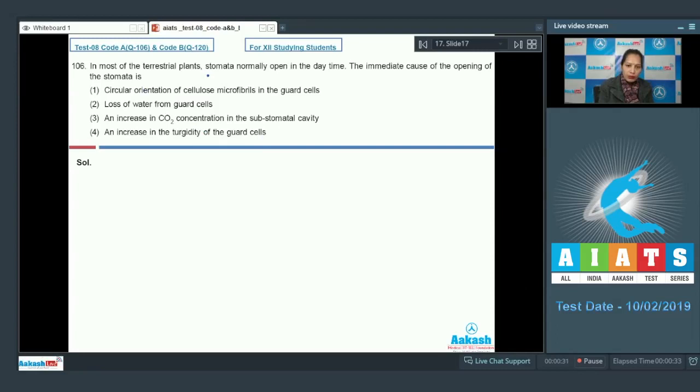In most of the terrestrial plants, stomata normally open in the daytime. Yes, it is true, because in CAM plants, the stomata open during the night. They have scotoactive stomata. What is the immediate cause of this opening of stomata? Circular orientation of cellulose microfibrils? No, the orientation of cellulose microfibrils is radial in the guard cells, not circular, and the radial orientation of cellulose microfibrils helps in the opening of the stomata. So this statement is incorrect.